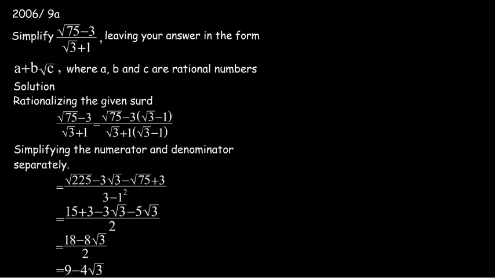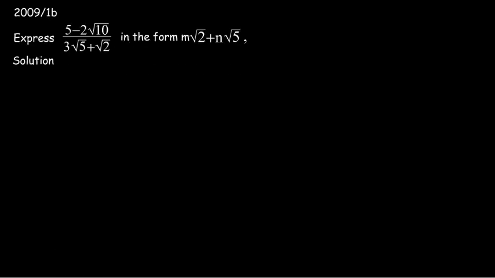Our final question is from WAEC 2009 and it states: express (5 − 2√10)/(3√5 + √2) in the form m√2 + n√5. Now for our solution, our first step is to rationalize our surd, and when we do that, we will be multiplying the numerator and the denominator by 3√5 − √2.